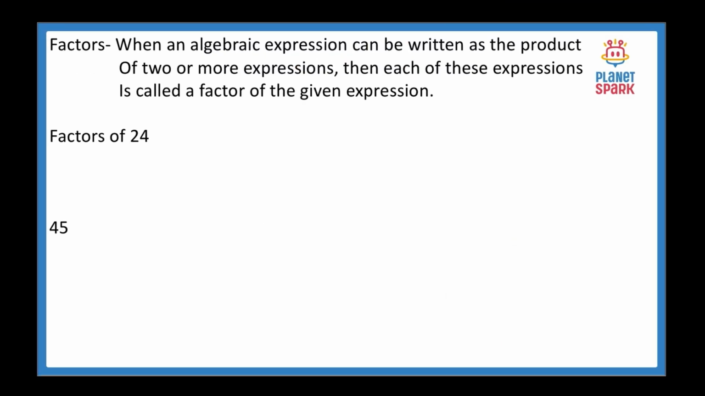When an algebraic expression can be written as a product of one or two more expressions, then each of these expressions is called a factor. Do you remember in junior classes we have done how to find the factors of 24? The factors of 24, that means all the numbers in whose table 24 comes, are 1, 2, 3, 4, 6, 12, 24. Even 8 is a factor of 24. Factors of 45: 1, 3, 5, 9, 15, 45. All these are the factors of 45. So you know how to find factors.